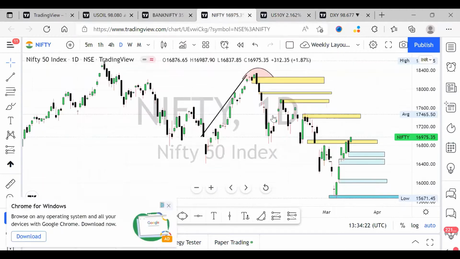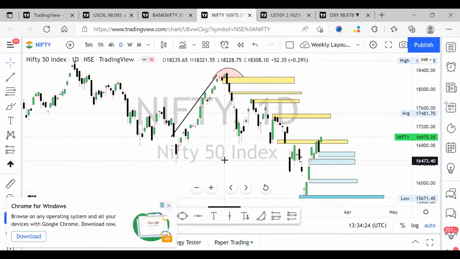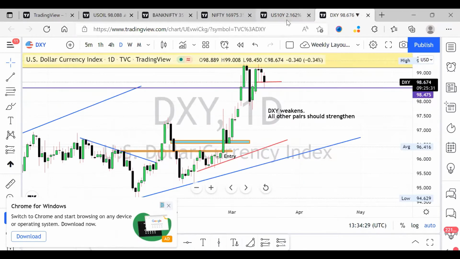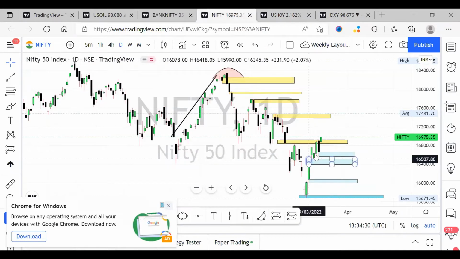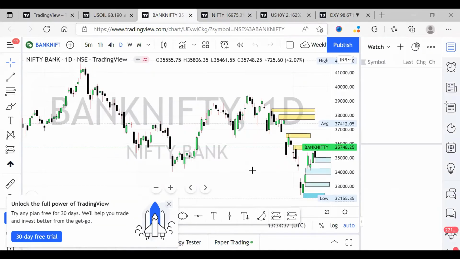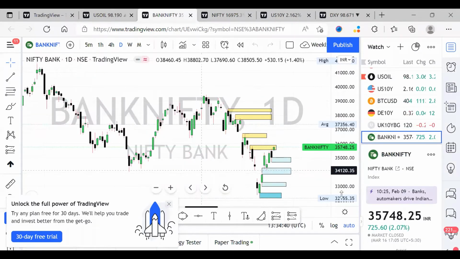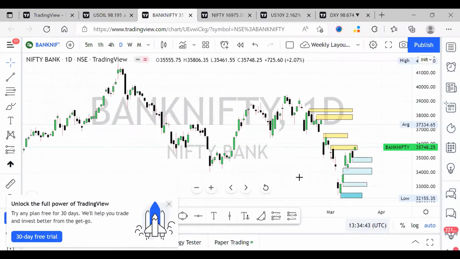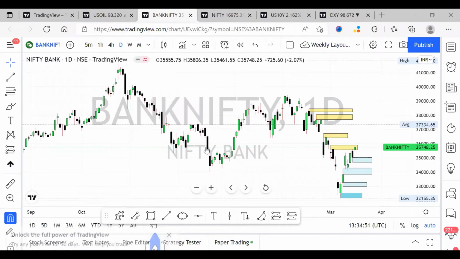So straight away when we look at Nifty, look at the correlation: Dixie going down, Nifty going up, significantly up. Look at where the price went up. Look at also how Bank Nifty has gone from a very nice area to where it's gone now. This is the only correlation you need to see. You don't need to see anything else for your charts to be simplified.